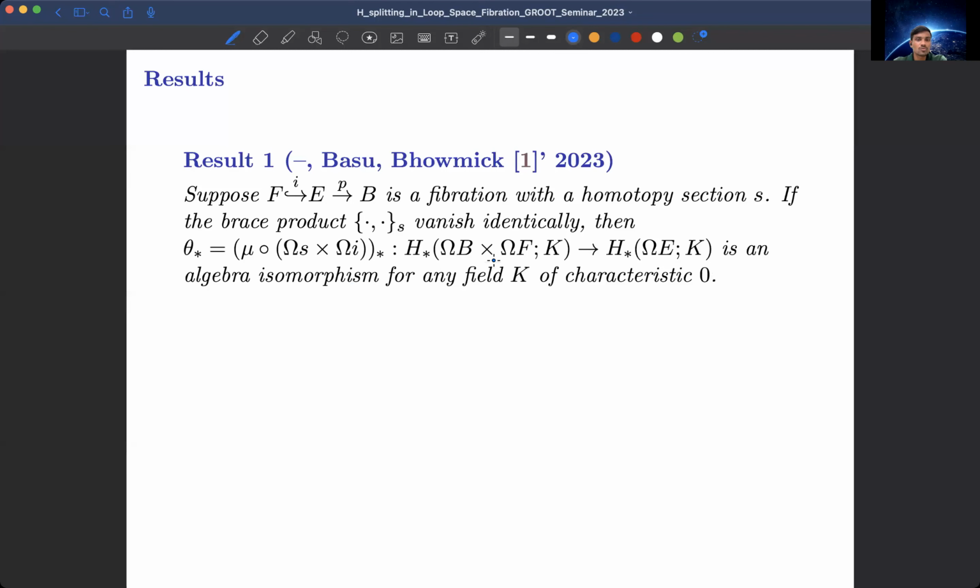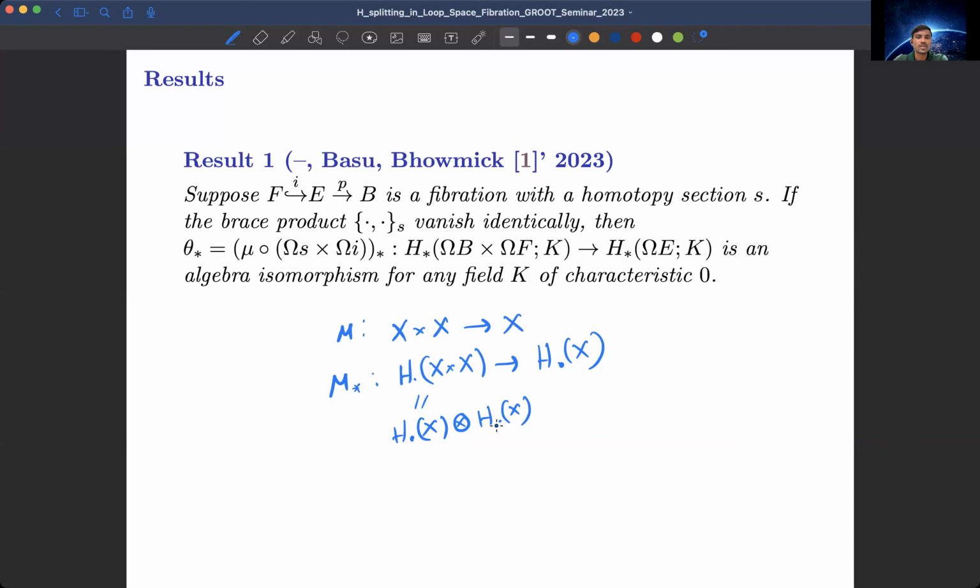So here the algebra isomorphism means, so here this omega B cross omega F is an H space. So whenever we have an H space, in the homology level we have an induced map. Suppose mu is the multiplication map for the H space X, then that will induce a map in the homology level. And now by the Künneth formula, that actually defines a multiplication structure in the homology level, right?